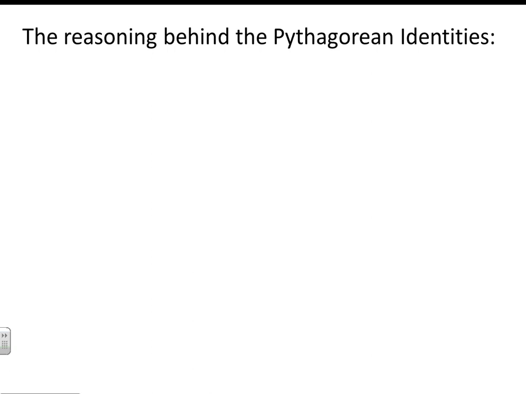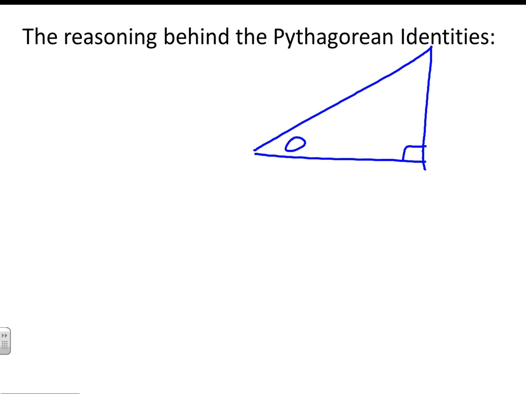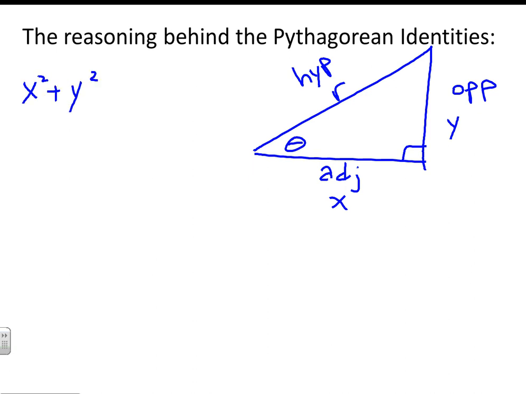All right, the reasons behind Pythagorean identities. Okay, let's go ahead and just draw a right triangle since we're talking about Pythagoreans. If I call this theta, you might refer to this as the opposite. I'm going to refer to this side as y. You might refer to this as the adjacent. I'm going to refer to this as x. And you might refer to this as the hypotenuse. I'm going to refer to this as r. So Pythagorean, what do we know? We know that x squared plus y squared equals r squared.